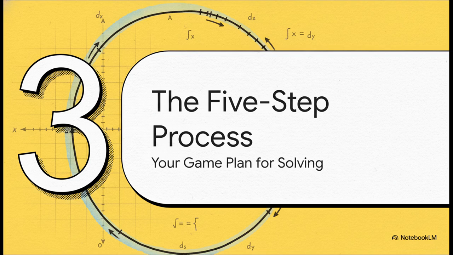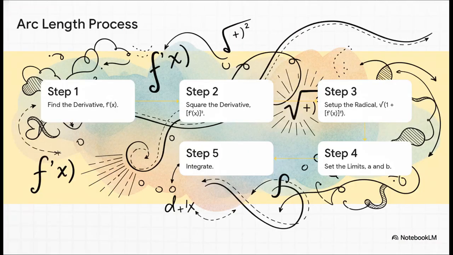Well, I've got a simple, repeatable game plan that will work for any arc length problem you come across. All you've got to do is follow these 5 steps. 1. Find the derivative. 2. Square it. 3. Add 1 and stick the whole thing under a square root. 4. Grab your limits of integration, a and b, from the problem. And finally, step 5, solve the integral. Now, that last step is usually the hardest part, but this structure really helps keep everything organized.